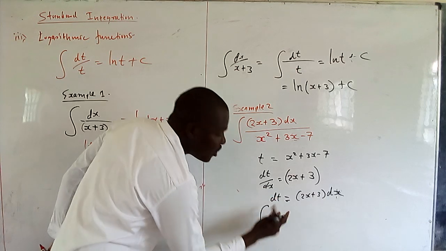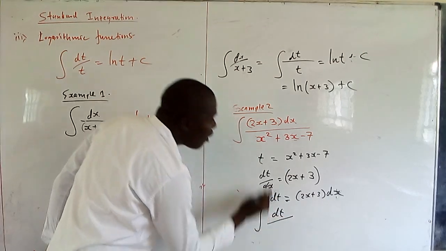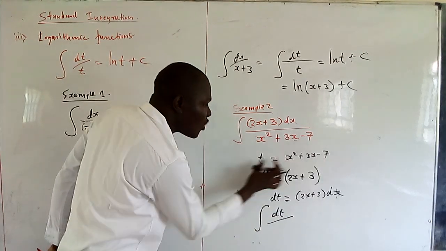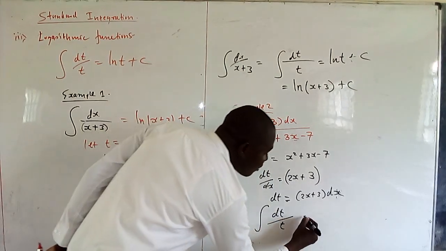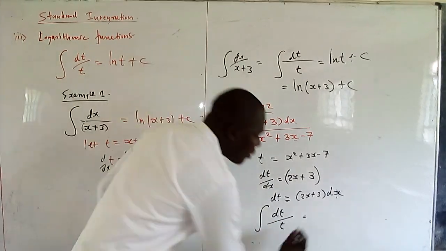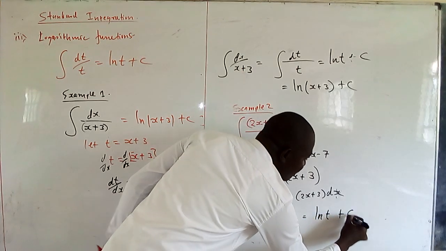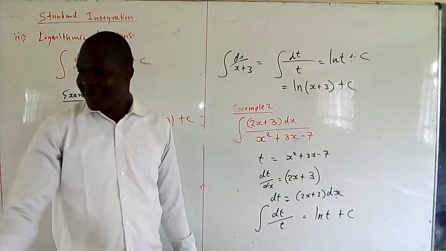So it means this problem is the same as 2x plus 3 dx, the whole of this you've seen, it is dt. You put over x squared plus 3x minus 7, the whole of that you substitute to t. So you have dt over t. What is dt over t? We found it is ln of t plus c, isn't it?